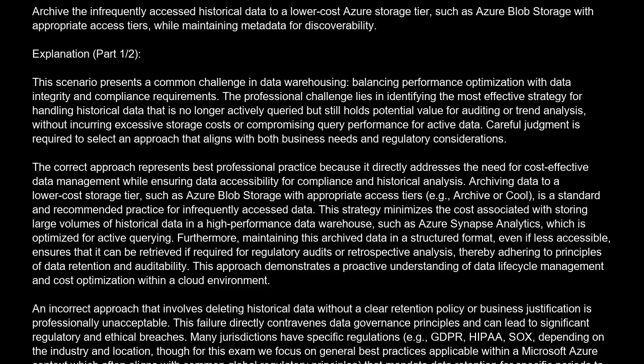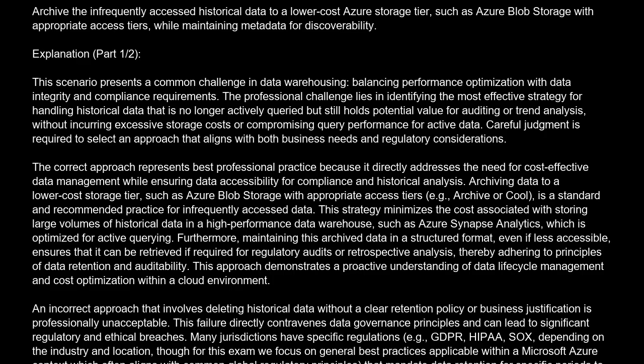The correct answer is B. Archive the infrequently accessed historical data to a lower-cost Azure storage tier, such as Azure Blob Storage with appropriate access tiers, while maintaining metadata for discoverability. Explanation. This scenario presents a common challenge in data warehousing, balancing performance optimization with data integrity and compliance requirements.